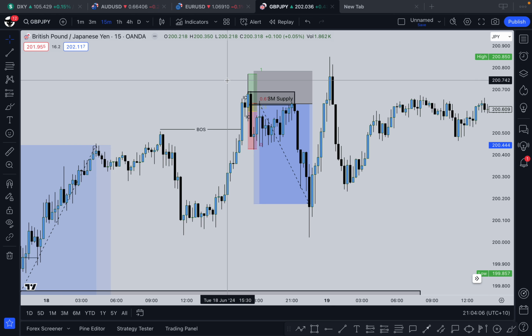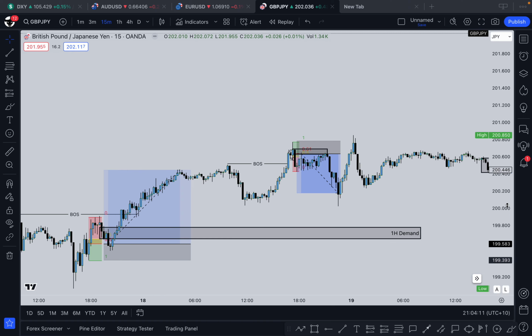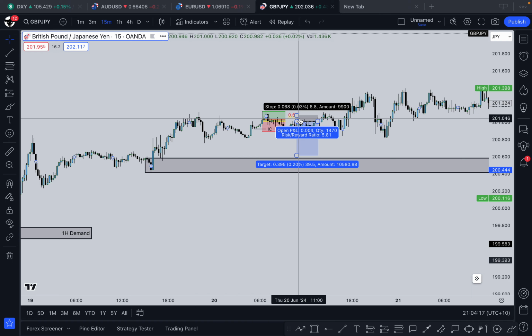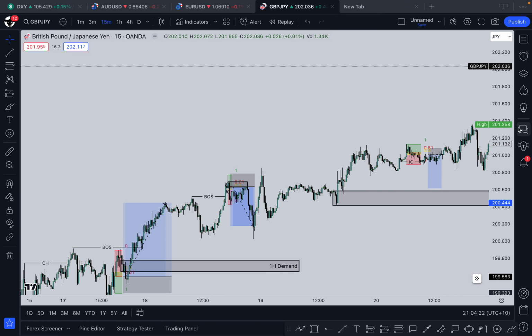GBP JPY. Finally getting another one out there. Sorry, I have been lacking on these. So only really 2 trades for the week. We had this one on the Tuesday, then copped the loss on the Thursday. We'll go over this, and then we'll go over why I lost this. I'd like to recap this as well.